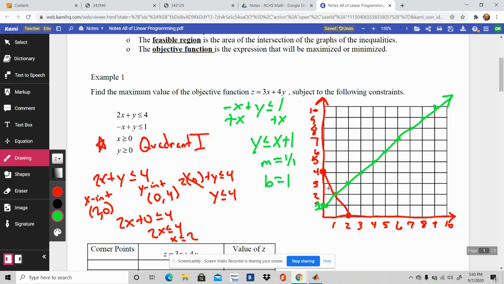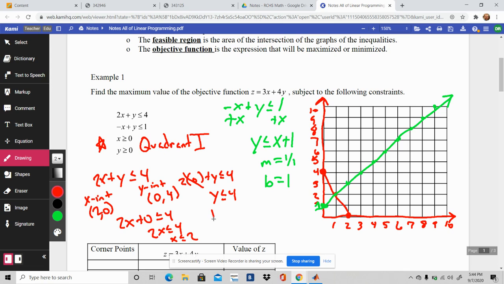Now what I need to do is notice that this quadrant has been split into 4 regions. You have this region down here, this region over here, up here, and over here. We need to figure out where all of the overlap would be. Really what we need to look at are these 2 inequalities right here. We have 2x plus y is less than or equal to 4. The easiest way to do this is I'm going to use a test point.